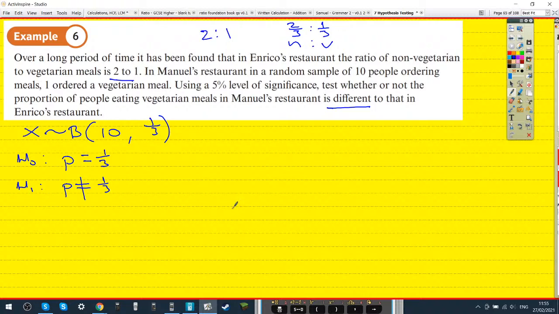Okay, how do we do this? So we have the number of trials is 10, probability is 1/3, which is 0.333. You can do 1 divided by 3 and it will do it. It puts it in for you. Okay, 1 person out of 10 ordered a vegetarian meal. So what do we do?